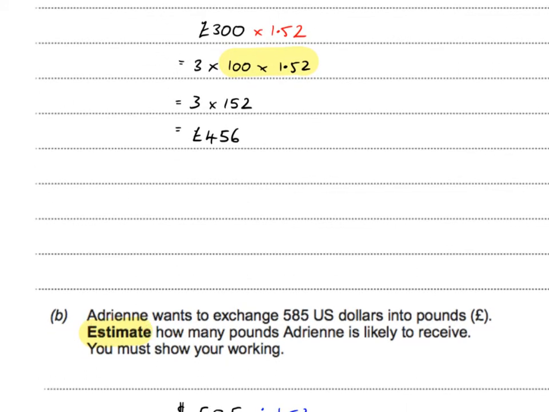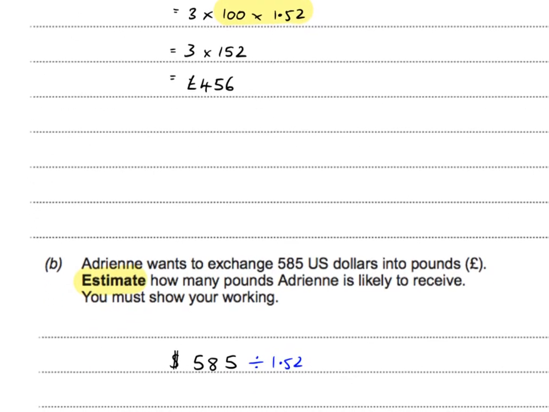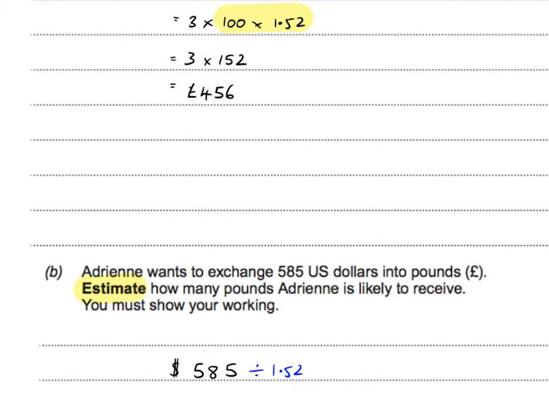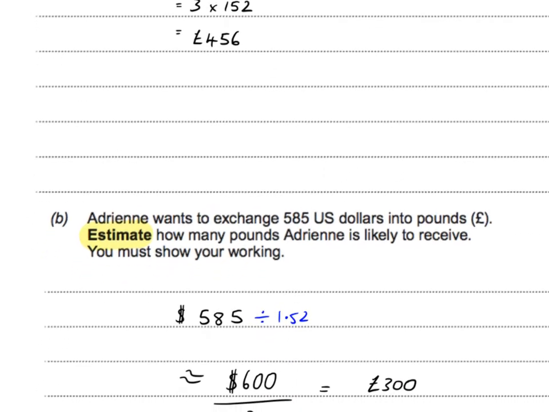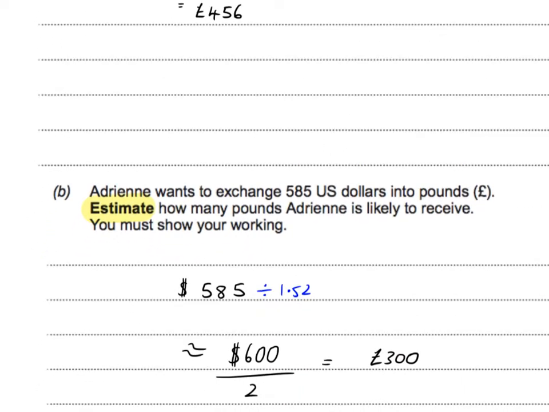The next word, the key word here, as I've already highlighted, is estimate. It says Adrienne wants to exchange $585 into pounds. Estimate how many pounds Adrienne is likely to receive. This would be the calculation you need to do: how many dollars she has, and then divide it by the exchange rate. And the best way to do that is to round to the nearest significant figure. So this has changed to 600 and this has changed to 2. You could argue that this is 1.5, which would be more accurate, but it would be harder maths, and as a result, you are likely to find the question harder, and this would still get you full marks.